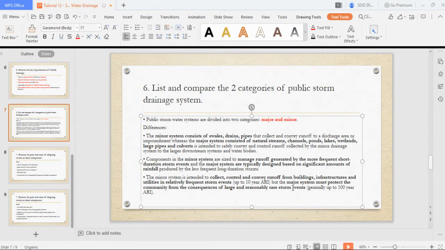Normally rain doesn't happen very heavily, but maybe once every 10 years, 20 years, 30 years, or 50 years, or even 100 years, there will be a rare occurrence of rain which happens very heavily. So this major system will be there to deal with this rare occurrence of storm event, where the minor system will fail.